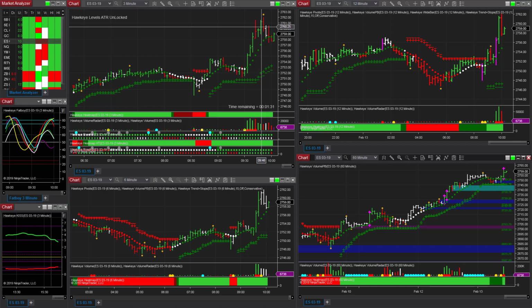If you are currently a Hawkeye user and a Hawkeye trader, then you have already seen and know how to use my volume reversal strategy. So I encourage you to review the lessons on that, because it is a very profitable trade strategy and you can use that on any platform as well.